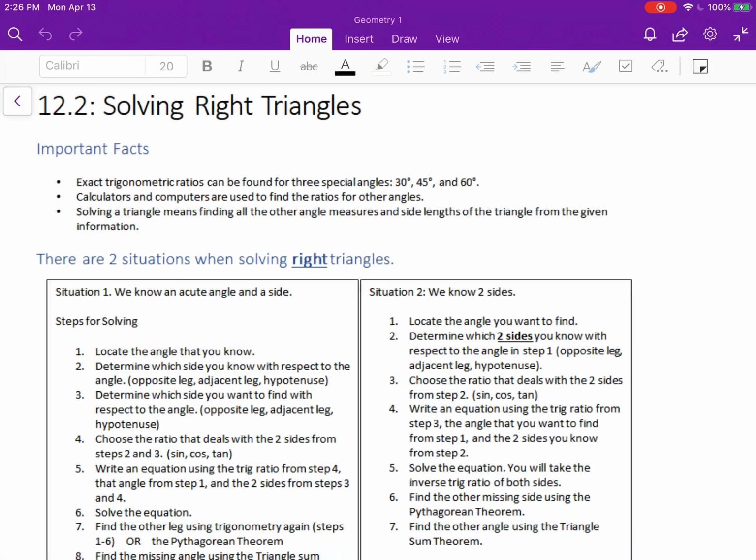All right, so we are going to get into solving right triangles. This is going to be broken up into two videos, and you'll see here there's two different parts, so we'll do one at a time. But let's just look at a couple things.